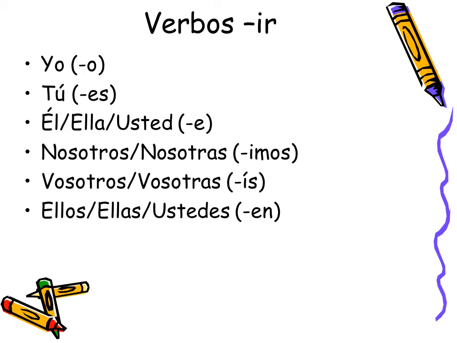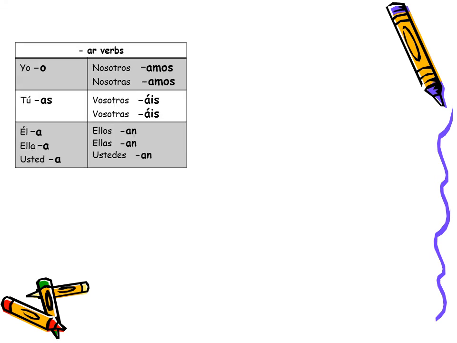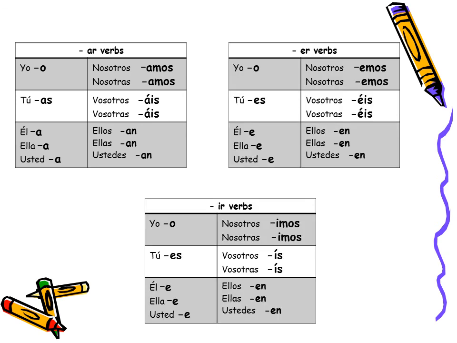So IR and ER verbs have very similar endings. The only two differences are in nosotros and nosotras, which is imos, and vosotros and vosotras, which is ís. The rest of them have the same endings as ER verbs. And here they are all together. We have AR verbs, ER verbs, and IR verbs.